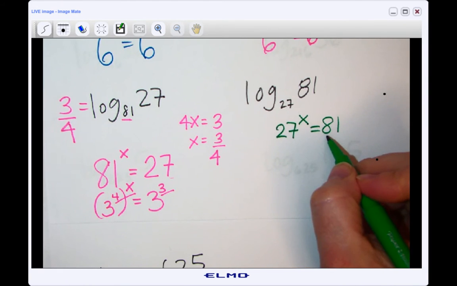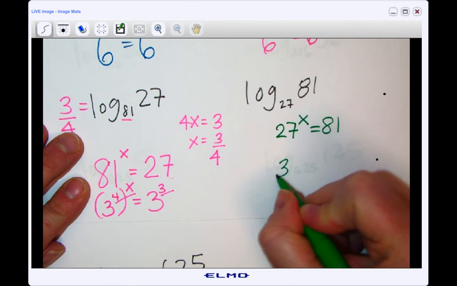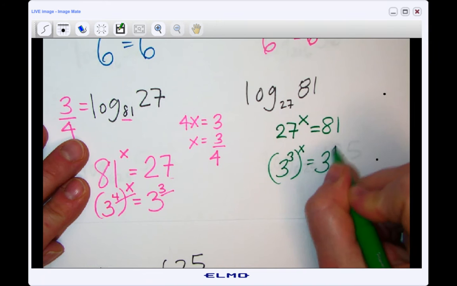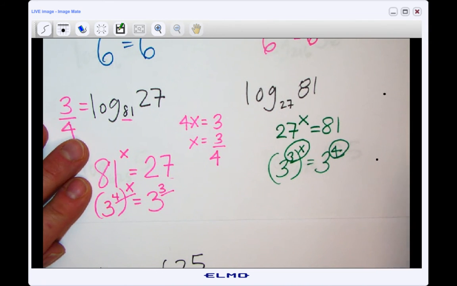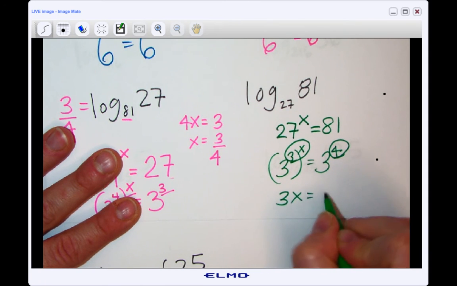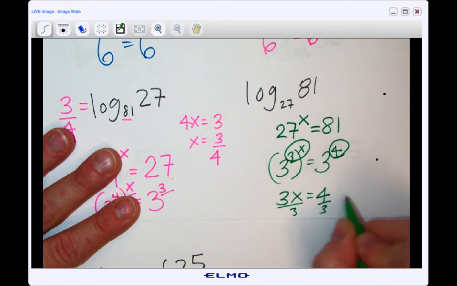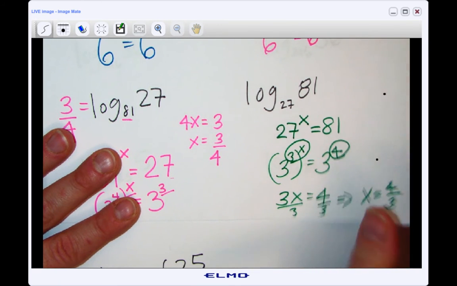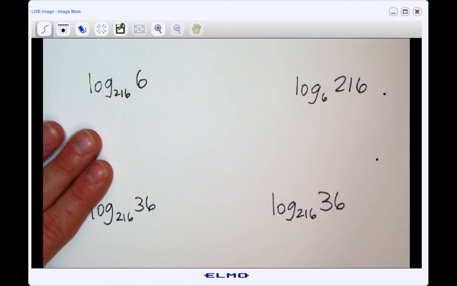Again, what is a good base to use for these? Well, probably the same one we just used, right? 3. So we said this was 3 to the 3rd, and this was 3 to the 4th. Now we're talking about these exponents, right? So this time we could say that 3x is equal to 4, or in other words, x is equal to 4/3 in this case. Okay? We'll do a few more examples just so that we have it seared in our brain.